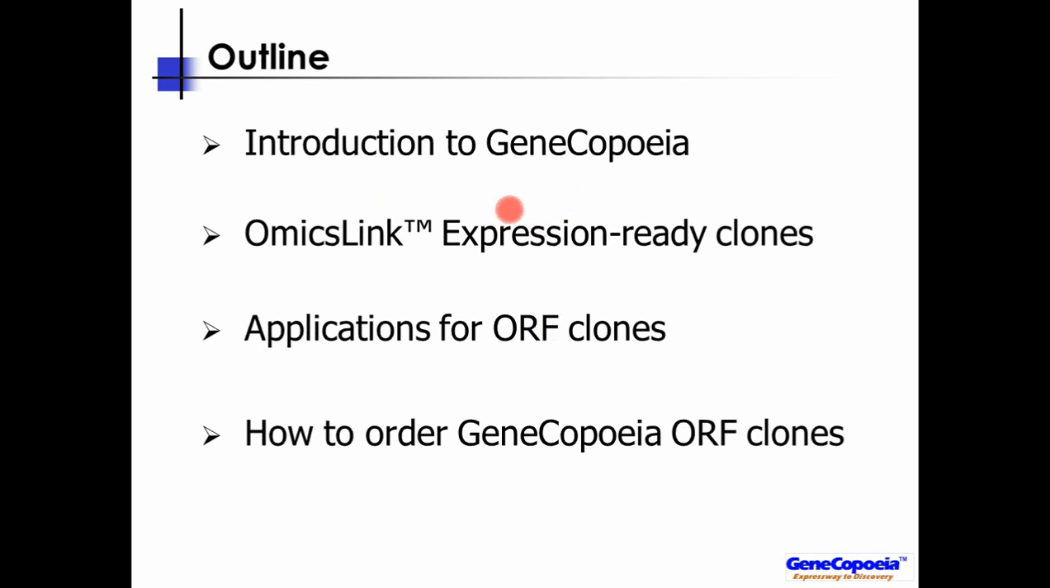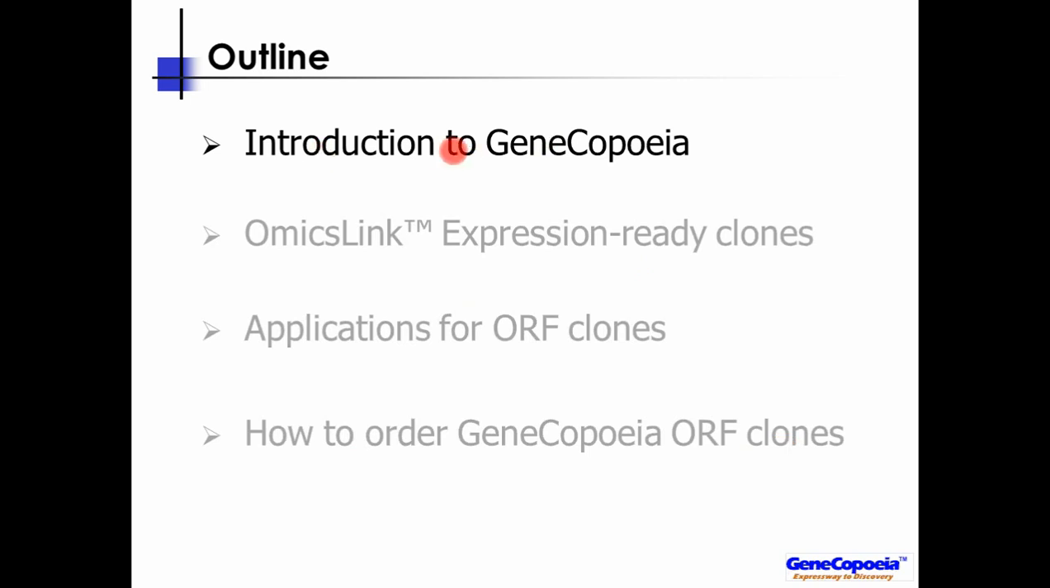All right, so here's an outline of today's seminar. First, I'm going to give you a brief introduction to GeneCopoeia and who we are. Then I'm going to tell you about our Omics Link brand of expression-ready clones. Third, I'm going to go into some applications for ORF clones. And then finally, I'm going to tell you how to order GeneCopoeia ORF clones and show you how easy and powerful our ordering process is. All right, so let's start off with part one, Introduction to GeneCopoeia.